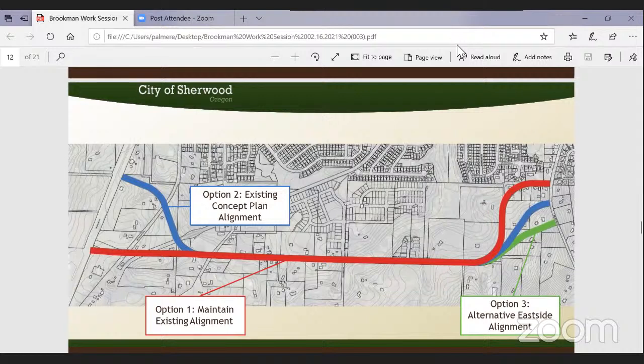And let's think about that, because I think where Brookman interfaces with 99 is going to be such a crucial point for us. So I don't think we should rush this out. I think we need to get it right.